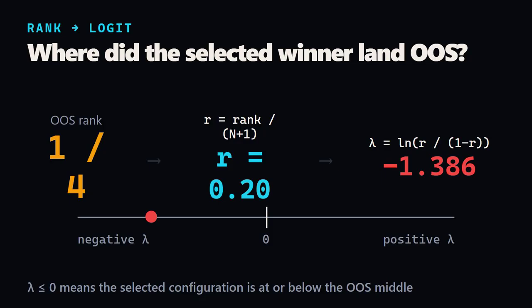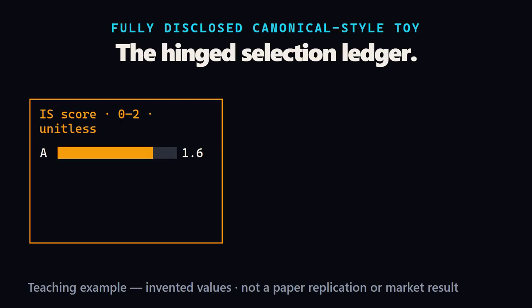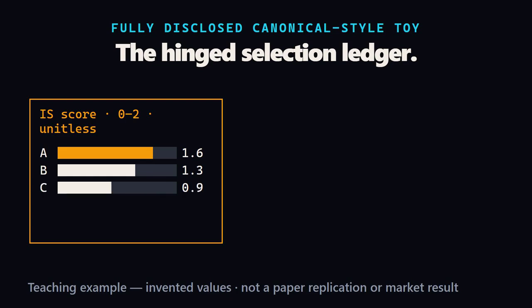Fully disclosed toy, 4 configurations, 4 blocks. IS scores: A 1.6, B 1.3, C 0.9, D 0.4. Select A. Paired OOS scores: A 0.1, B 0.9, C 0.3. A ranks 1/4. Teaching convention: R equals (rank minus 1 plus 1)/(n plus 1), which is 0.2. This avoids endpoints. Lambda equals ln of 0.2000 over 0.80, which is minus 1.386.